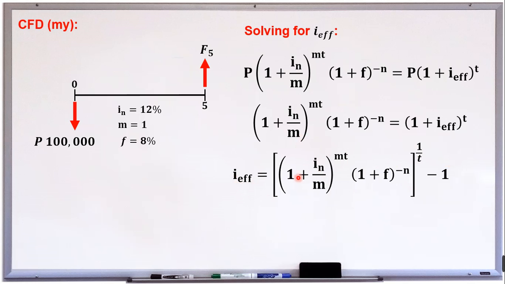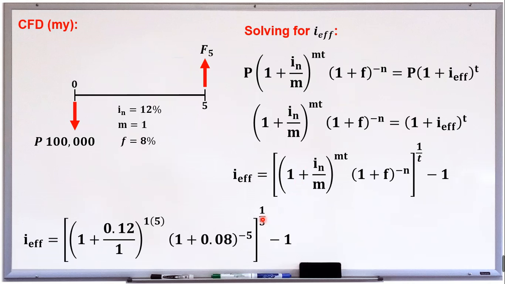After arriving at this expression, the next step is to substitute the values. Our t is equal to 5 because this transaction is good for 5 years. Therefore, the effective interest rate is approximately equal to 0.037, or in percent, 3.7%.